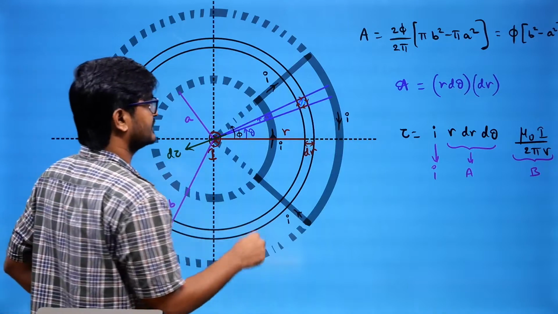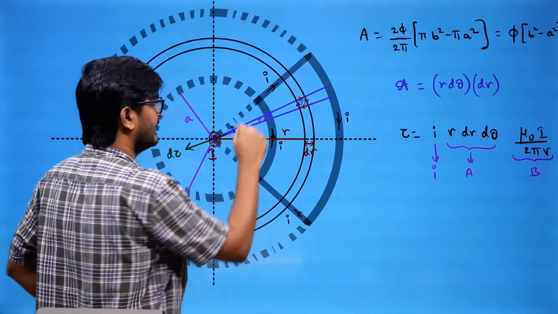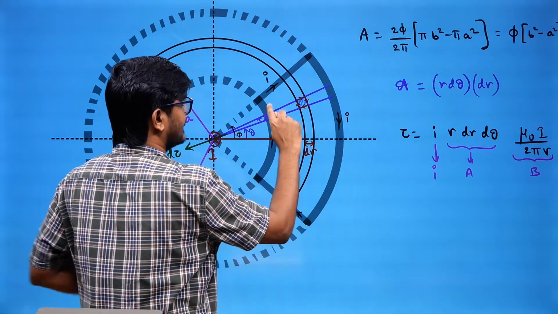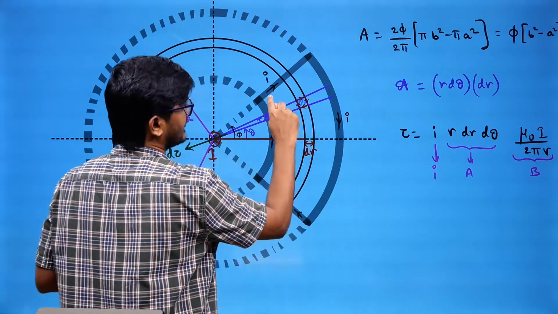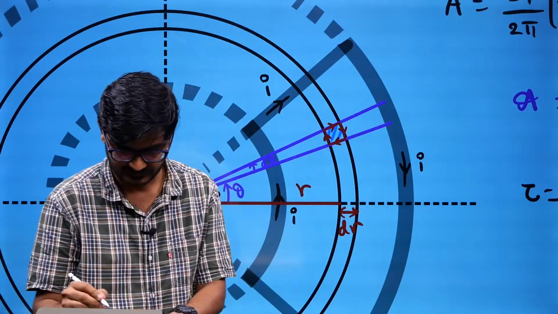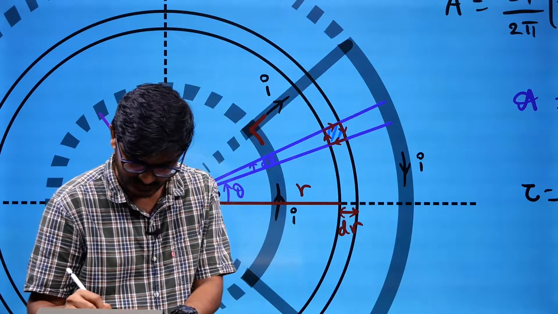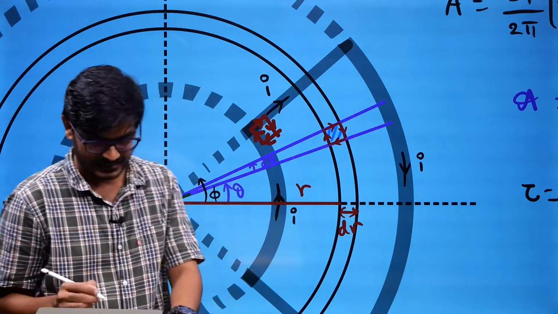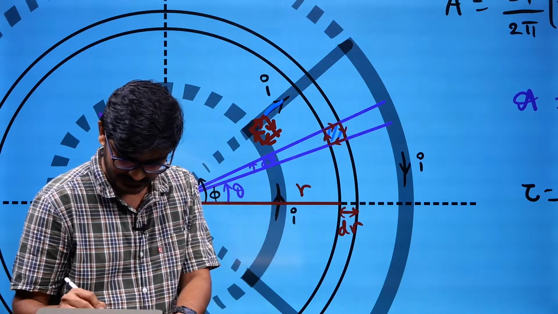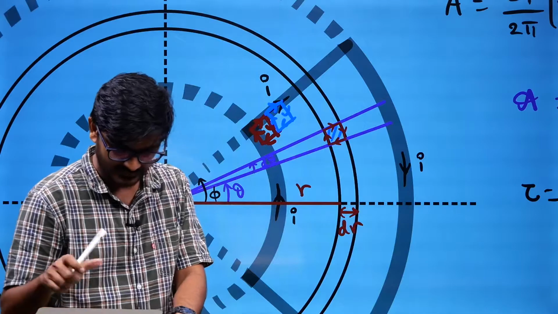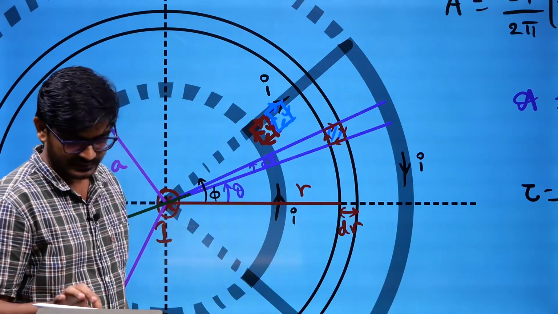What I am going to do is visualize this loop like many small current carrying loops. So I am going to take one loop like this and the next loop like this. I am going to take some loop like this, and I am going to take the next loop like this.